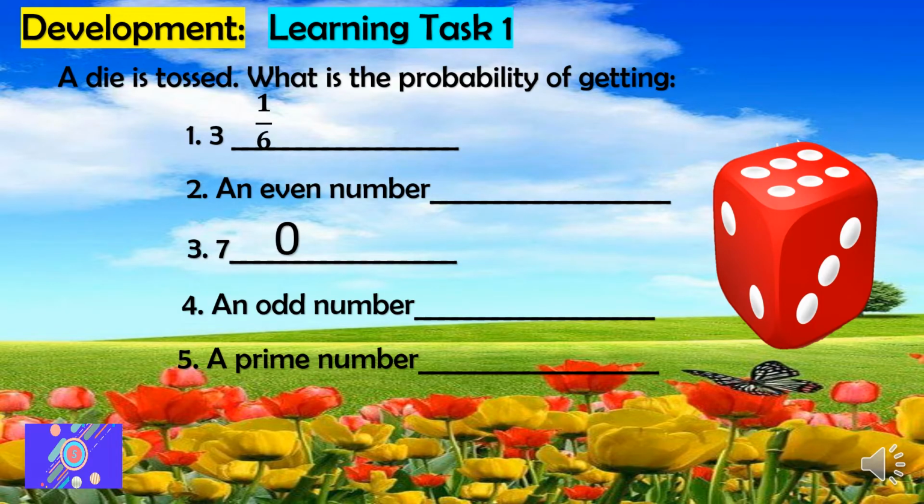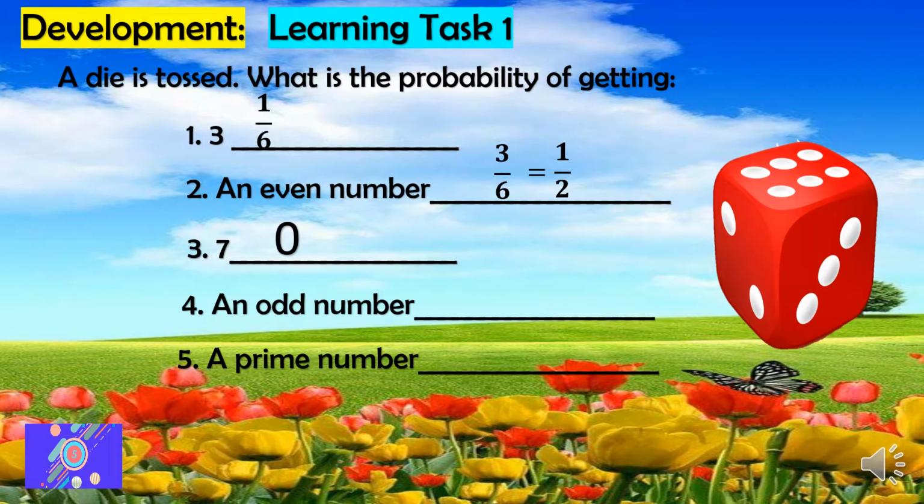So the answer is 1/6, because there is only one number 3 in a die. Number 2, an even number. So we have 3/6, or that is equivalent to 1/2. Okay, so what are the even numbers? So you have 2, 4, and then 6. And then for number 3, 7. So the answer is 0 because there is no number 7 in a die.